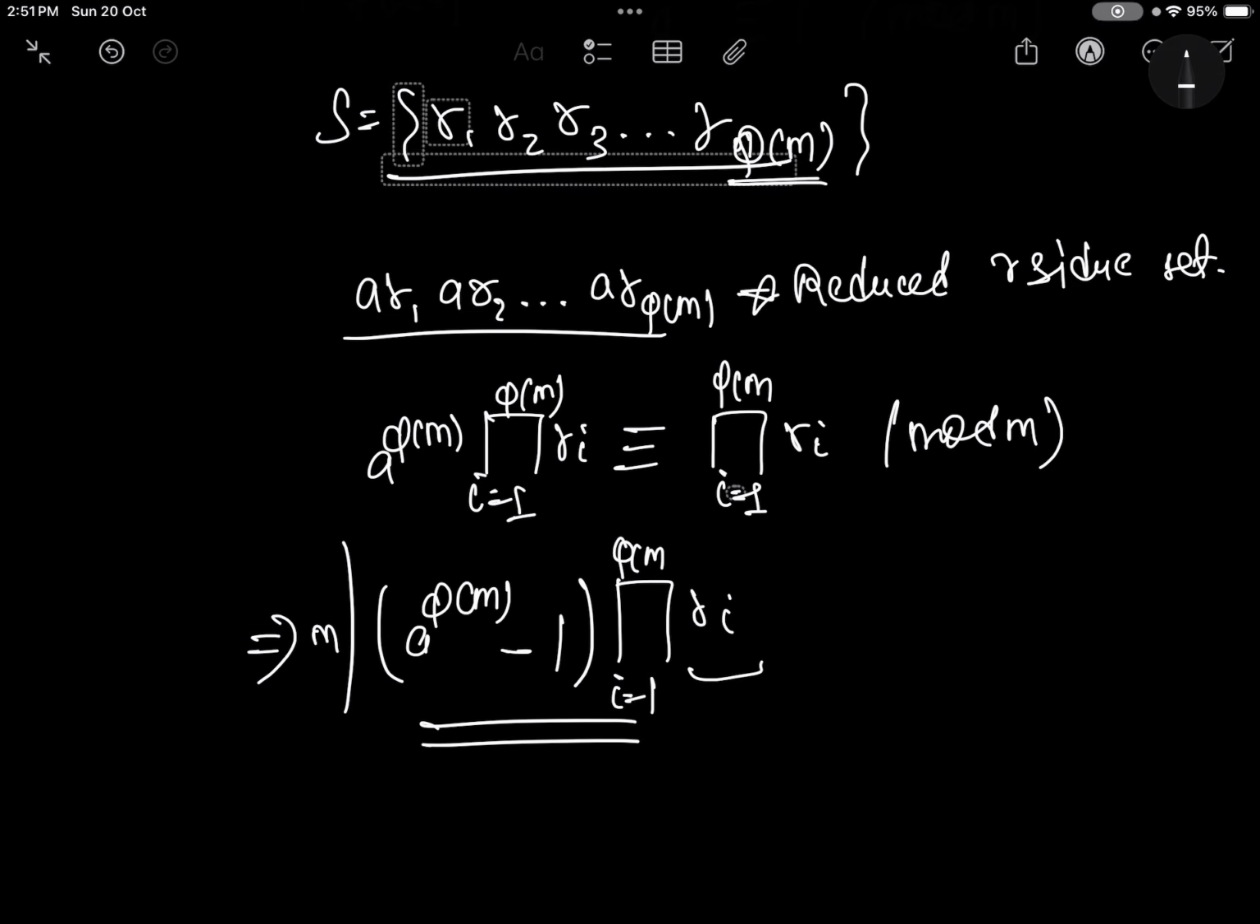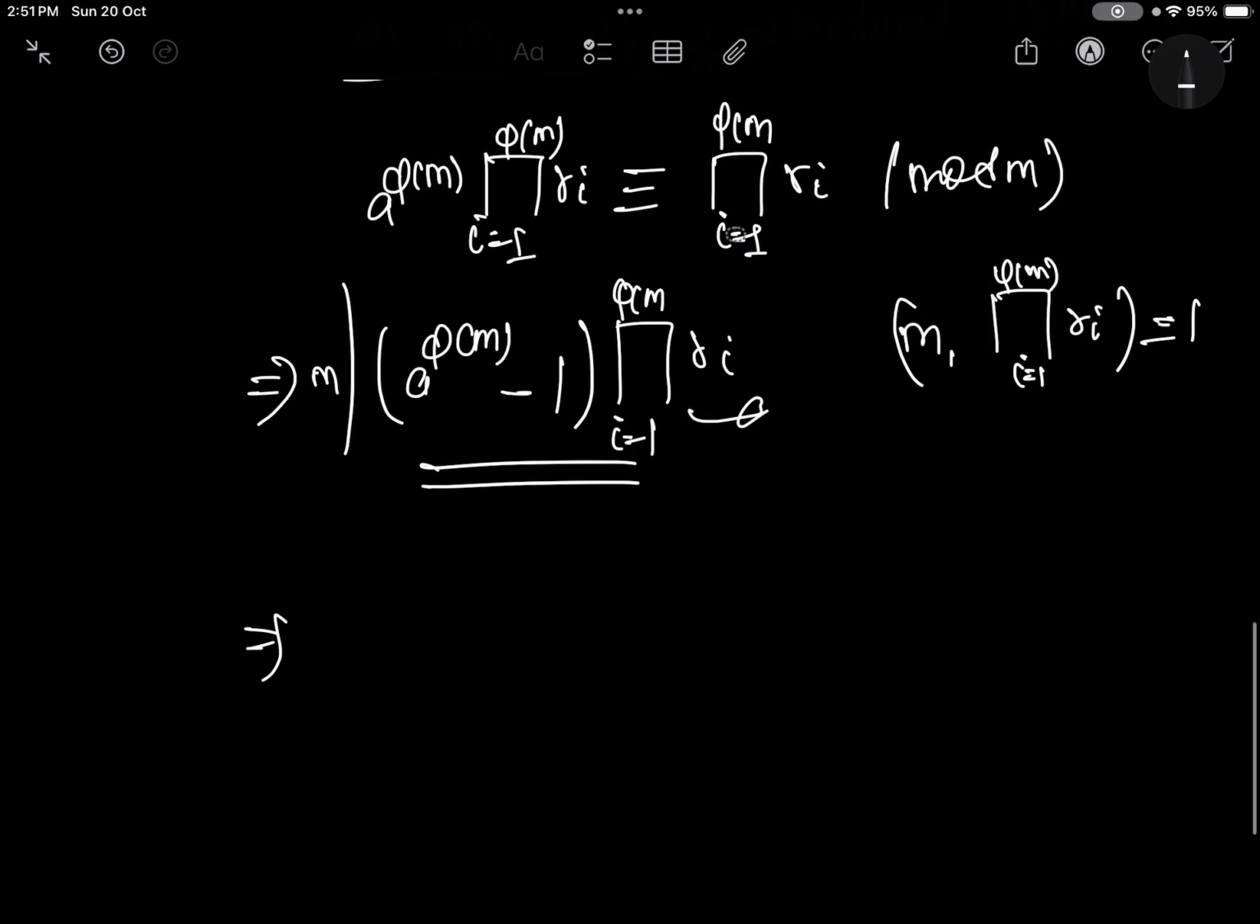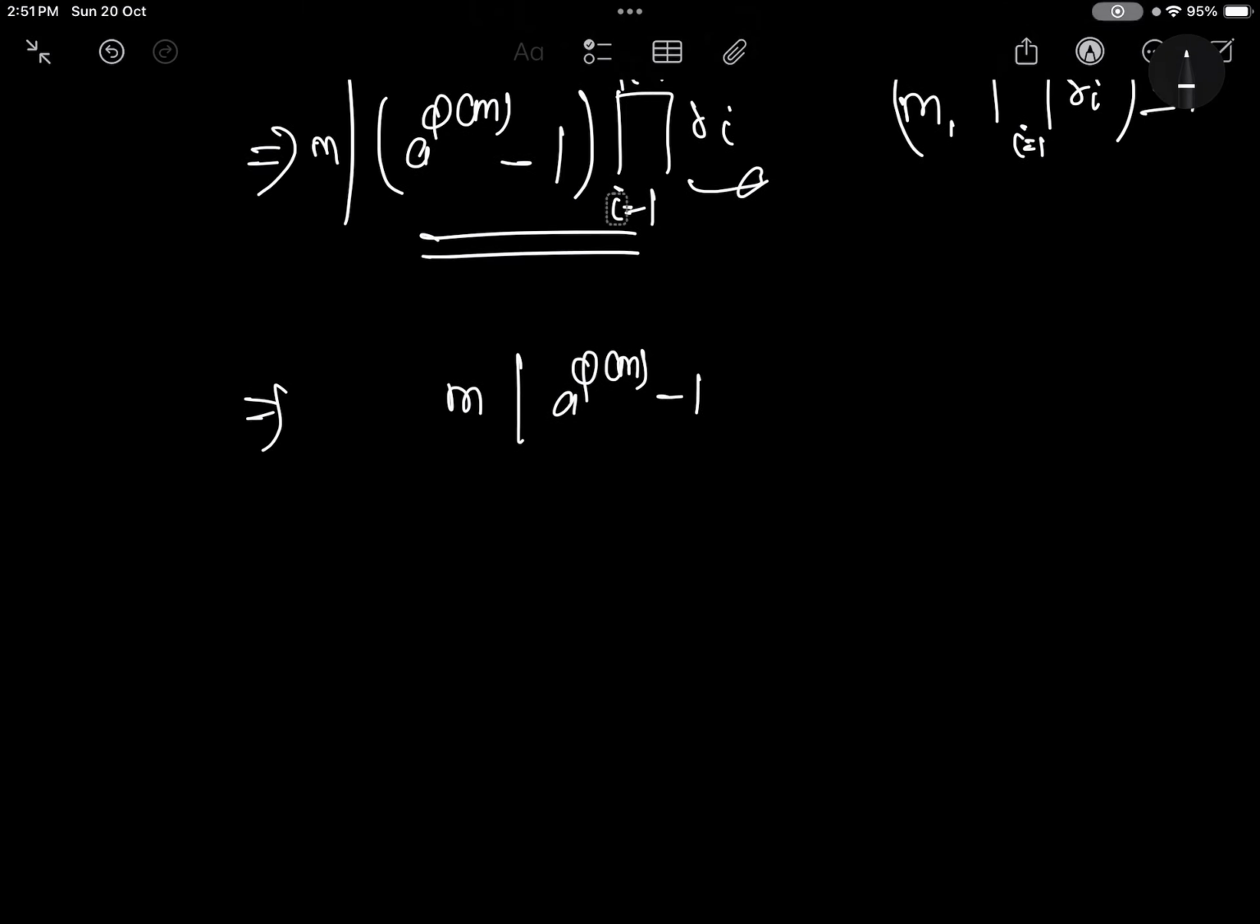Now I know that M is co-prime to this product, so that must mean that M divides A raised to the totient of M minus 1, and this can be written in modular arithmetic form as A to the totient of M is congruent to 1 mod M. And that's our proof. Thanks for watching.